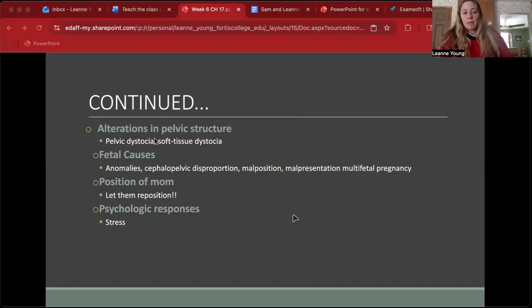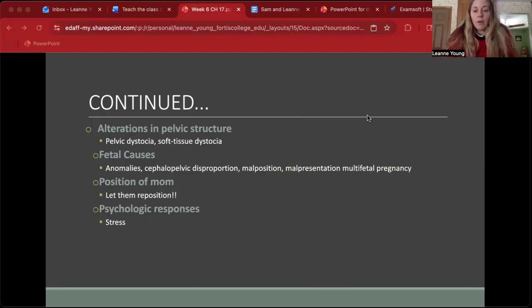Position of mom can sometimes cause labor dystocia. So we need to let moms move and reposition the way that they feel like they need to. Typically, moms are going to move into a position that's going to help that baby descend through the vaginal canal. Okay. And then finally, our physiologic responses. This can have an effect on labor dystocia or on an effective labor, like we talked about those 5 Ps. So hormones and neurotransmitters released in response to stress, your catecholamines, can cause a dysfunctional labor. Okay, so that's why we want to help moms with coping through their labor and coping through their contractions.